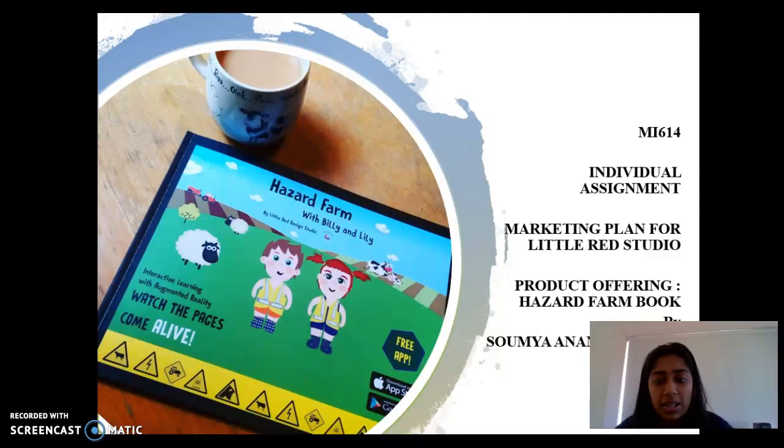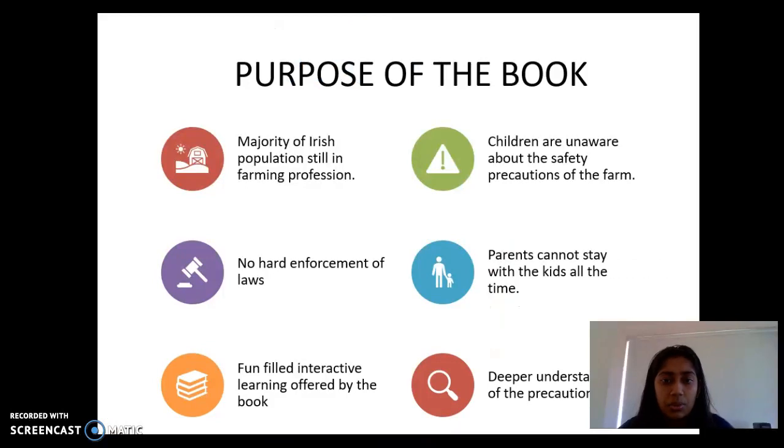I'm doing a presentation on the marketing plan for Little Red Story, and the product offering here is Hazard Farm Book. Let's go through the main purpose or the core objective of the book. Hazard Farm Book is basically a book which delivers safety precautions which need to be taken in the farm for children to prevent accidents and fatalities.